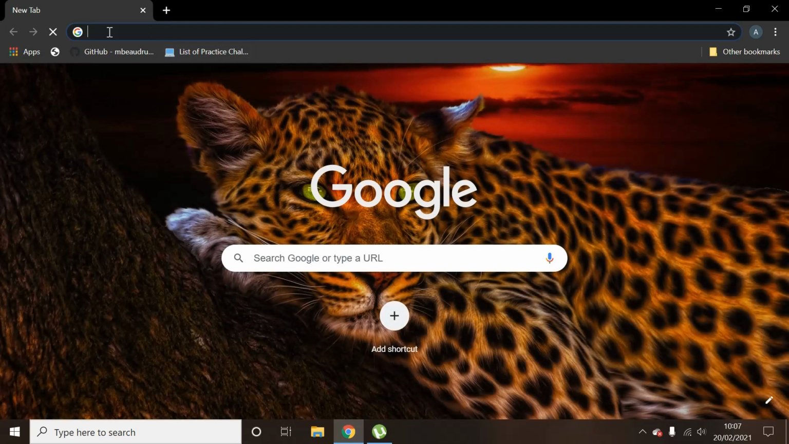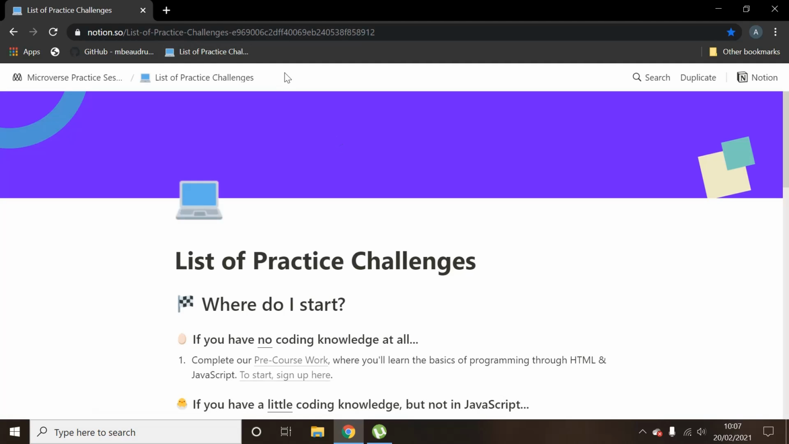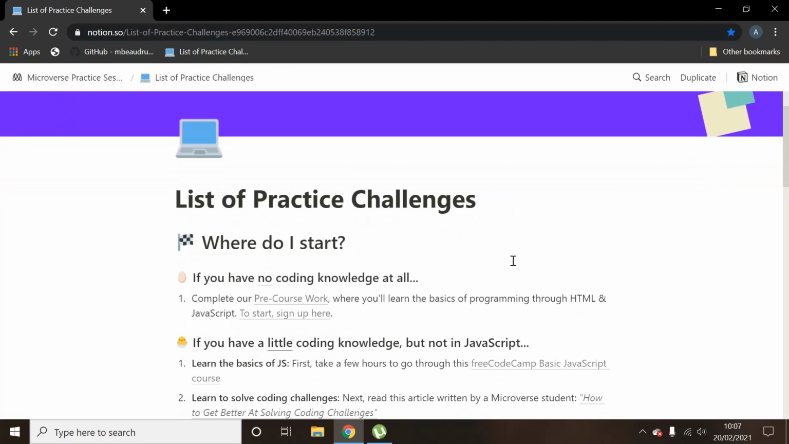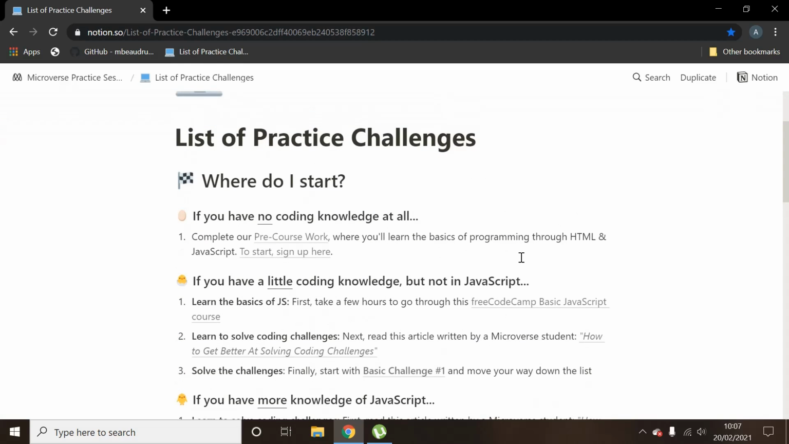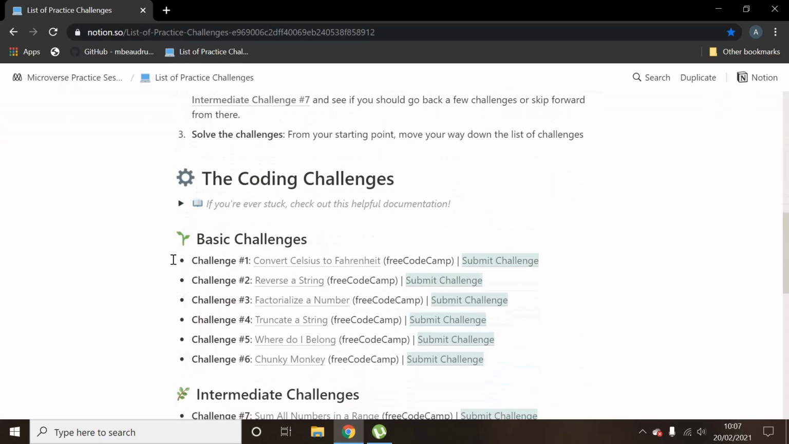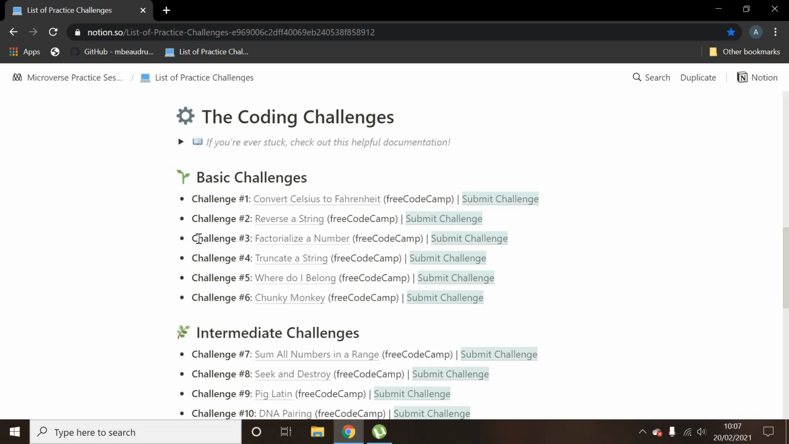So we are going to open the list of practice challenges from Microverse. I'm going to put the link in the description for the list of practice challenges for those who are interested. So we have already solved the two challenges here. Today we are going to look at challenge number 3.